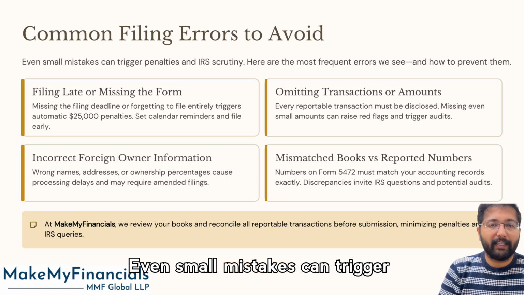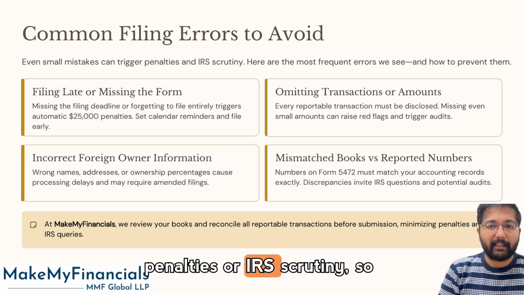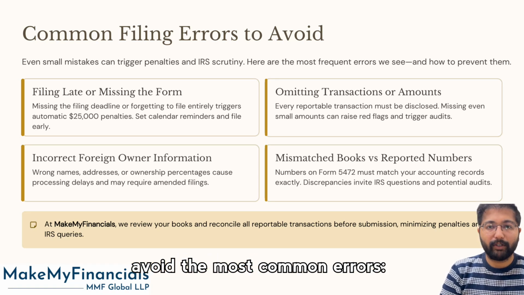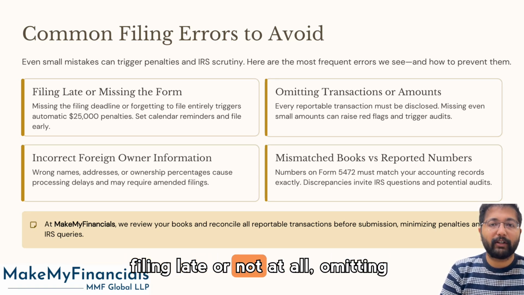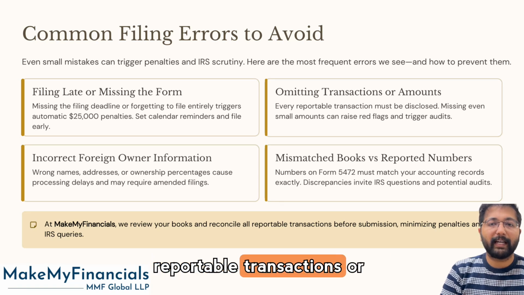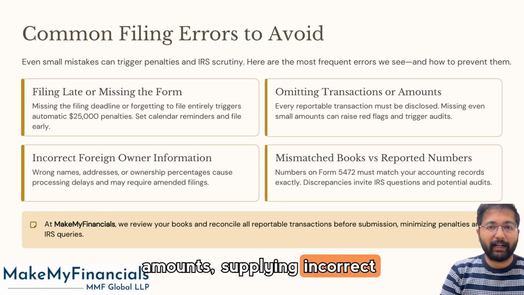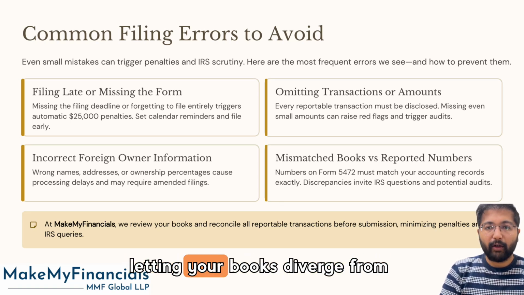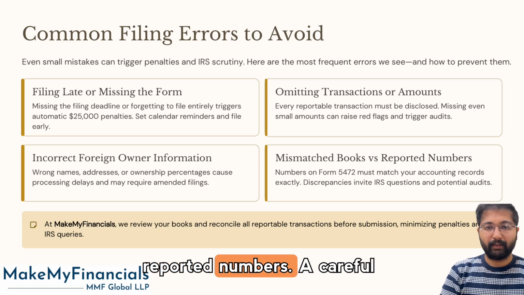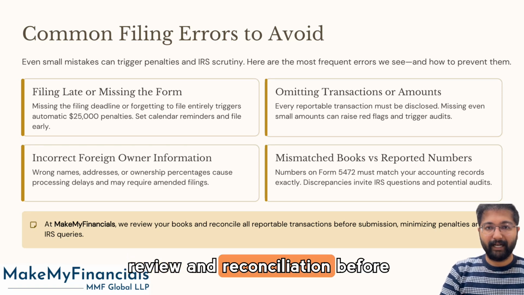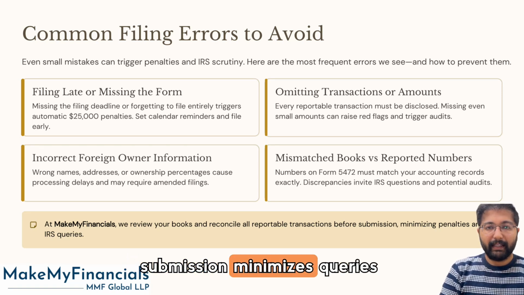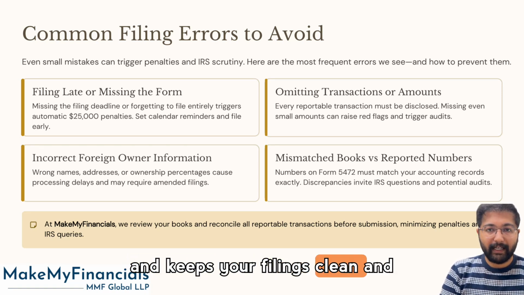Even small mistakes can trigger penalties or IRS scrutiny, so avoid the most common errors: filing late or not at all, omitting reportable transactions or amounts, supplying incorrect foreign owner information, and letting your books diverge from reported numbers. A careful review and reconciliation before submission minimizes queries and keeps your filings clean and penalty-free.